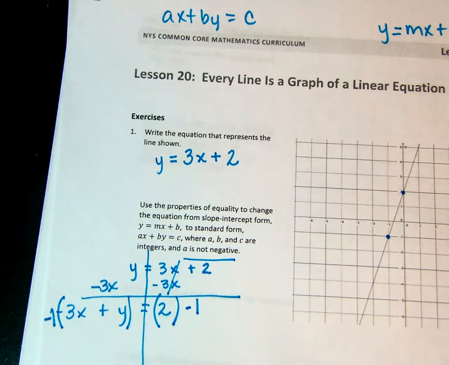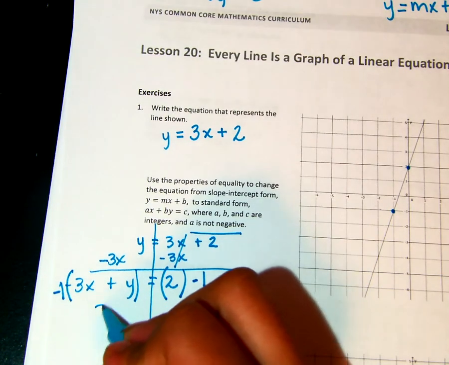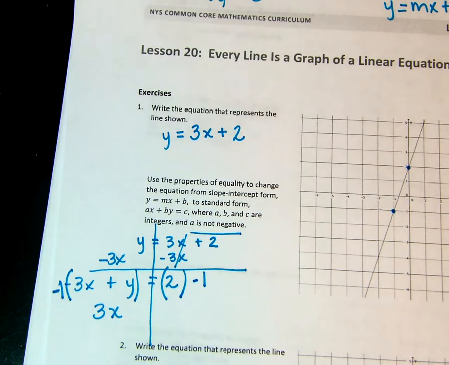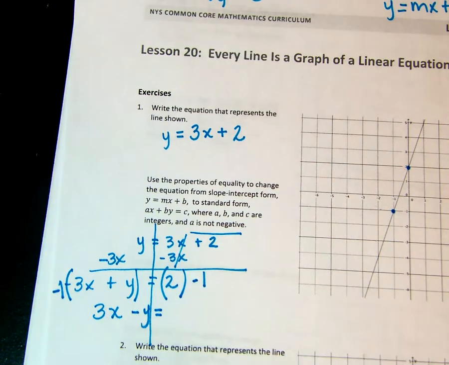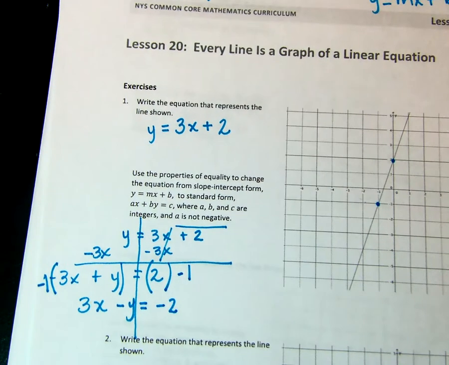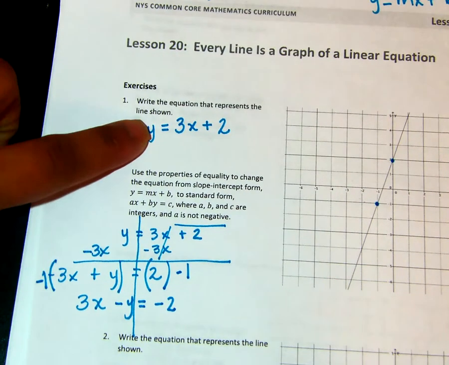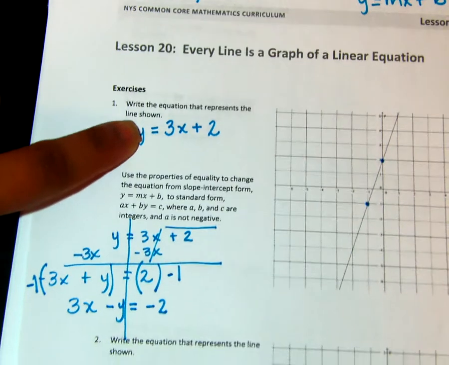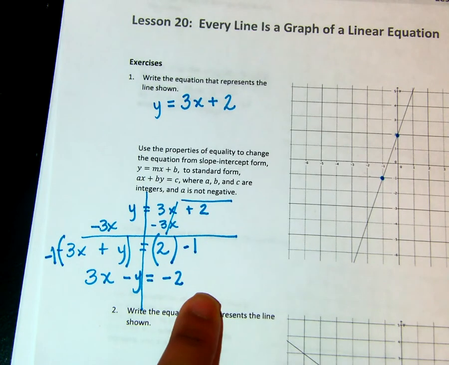So I carry out that math, and that's literally just going to mean take the opposite of each term. So negative 3x becomes positive 3x. Positive y becomes negative y, equal to positive 2 becomes negative 2. So the slope-intercept form of that equation is y equals 3x plus 2. And the standard form of this equation is 3x minus y equals 2.